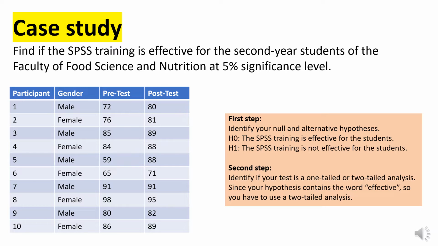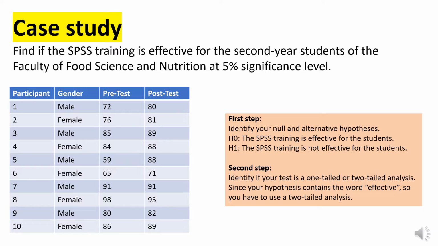Alright, first step, you have to identify your null and alternative hypothesis. The null hypothesis is the SPSS training is effective for the students. Meanwhile, the alternative hypothesis is the SPSS training is not effective for the students. Alright, so come to the second step.